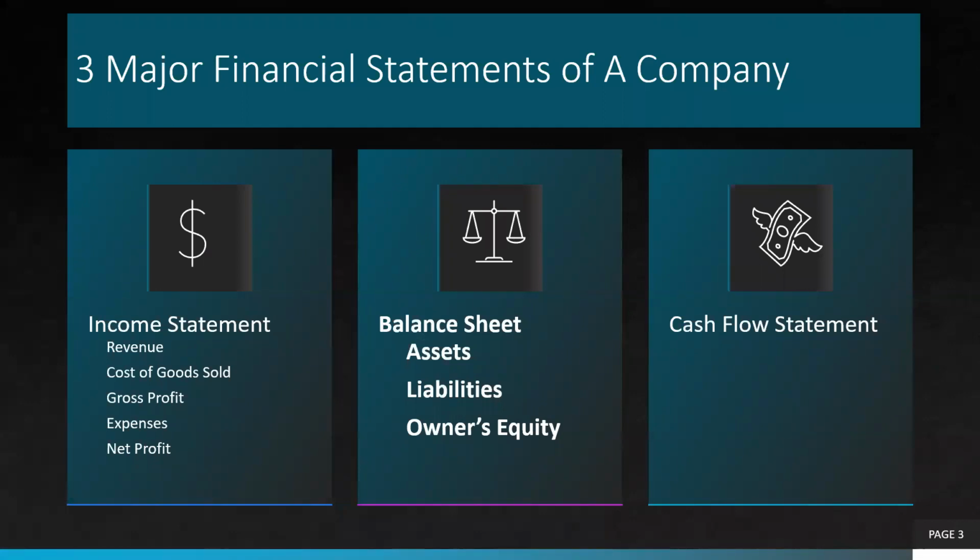So again, to cover the three major financial statements of a company, we've gone through the income statement, and now we're going to focus on the balance sheet. The balance sheet does not have any other names. It's typically called the balance sheet. However, you can identify a balance sheet because it will always have these three components: assets, liabilities, and owner's equity. Owner's equity could also be labeled as just equity, stockholders' equity, shareholders' equity, and so on.